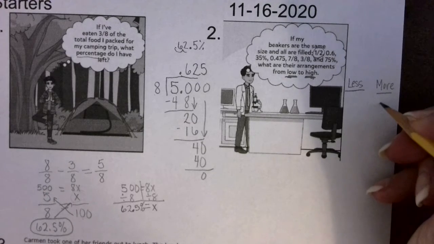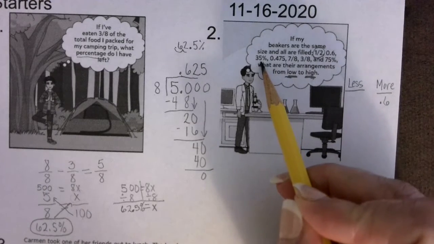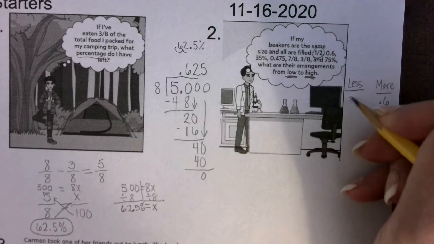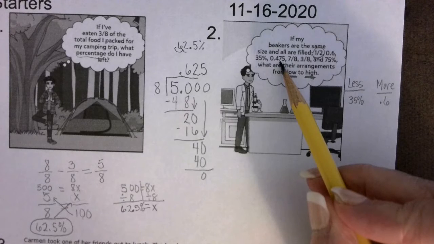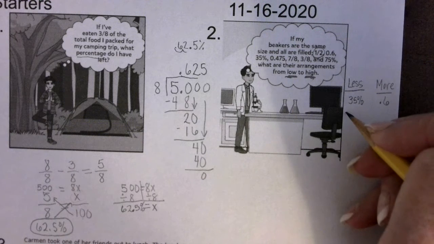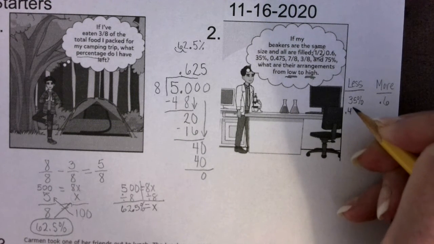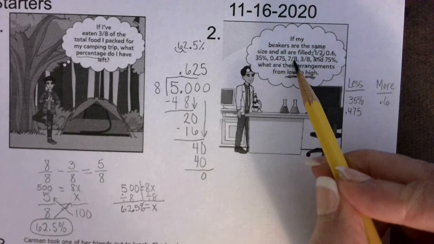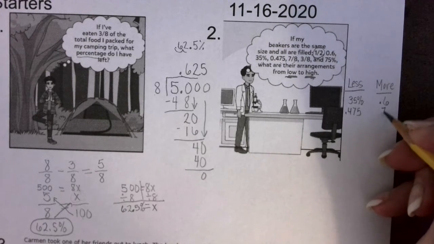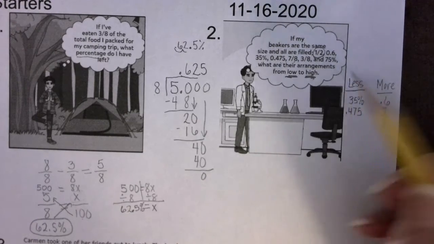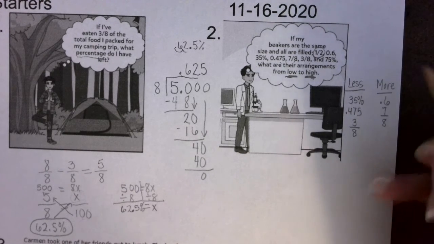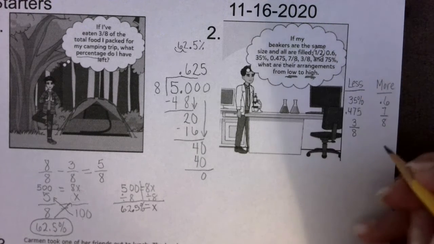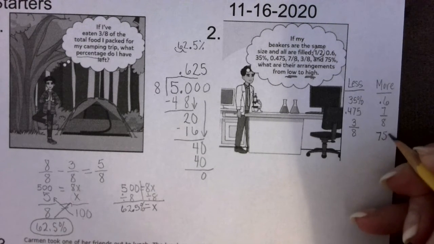So 6/10 is more. 35% is less than 50%, so I would put that in my less column. 475 thousandths is also less because I would have to have 500 thousandths if it was more than half. 7/8 is going to be more because 4/8 is the half. 3/8 is less than half because 4/8 is half. And then 75% we know is more than 50%, which is half.